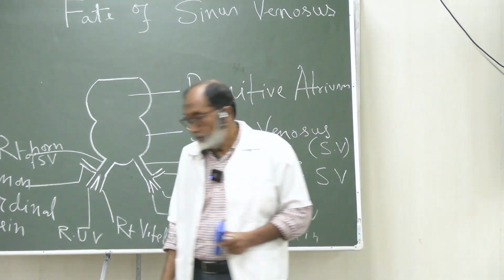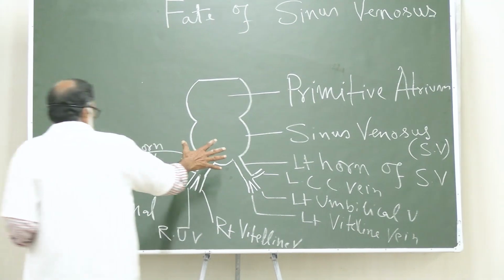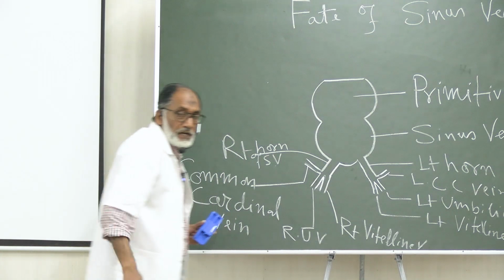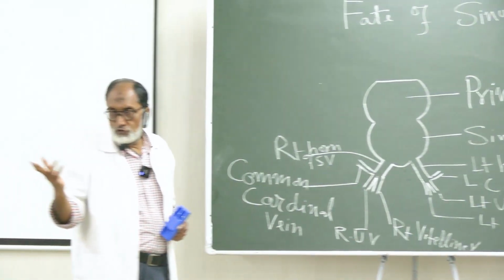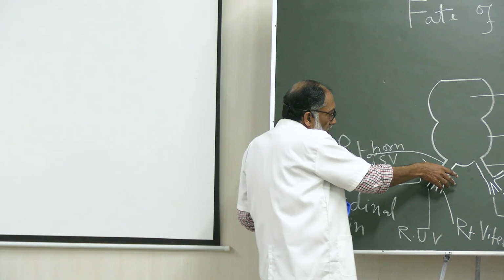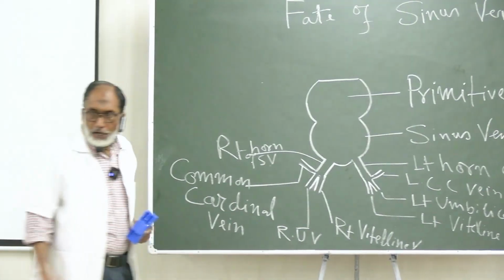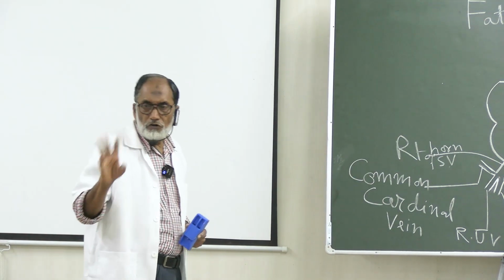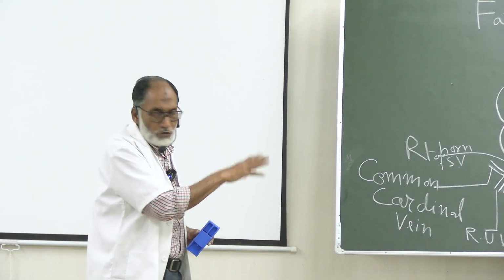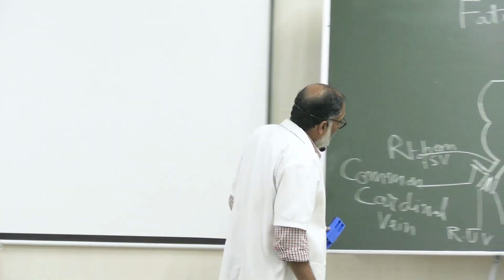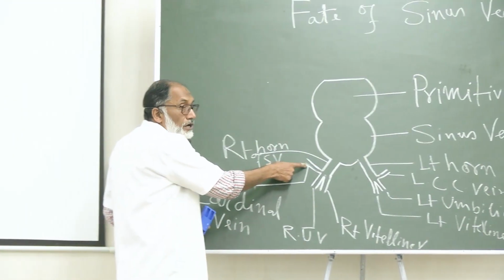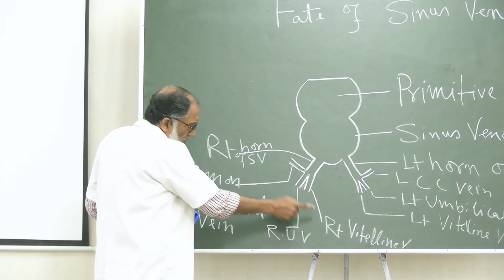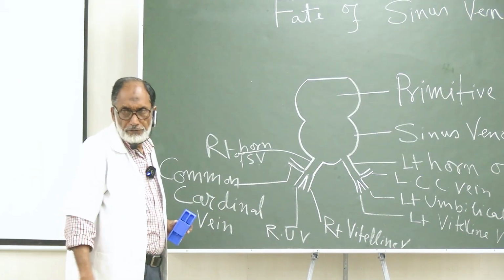Now, here you see the sinus venosus has got two horns, right and left, and to this horn, three important veins are actually draining. Number one, this is the common cardinal vein, this is the umbilical vein, and this is the vitelline vein.